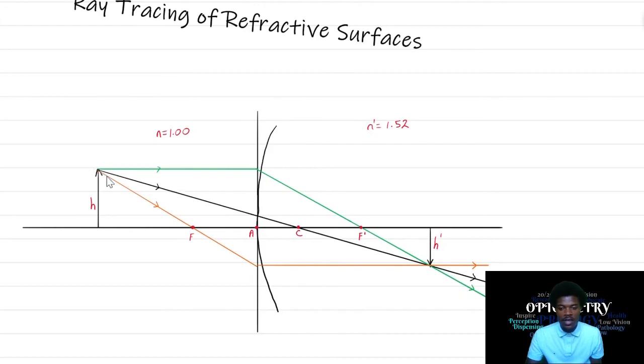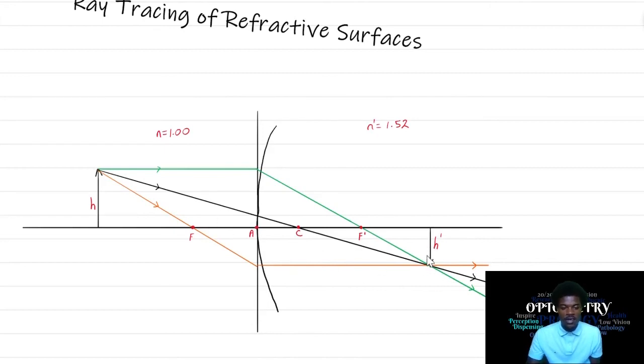And then the second line we're going to draw is the line that runs through the primary focal point, and as it runs through the primary focal point, it's going to refract at the principal plane, and then it's going to run parallel now to the optical axis. So it's basically the reverse of the green or the first line that we drew. So it's going to intersect at some point.